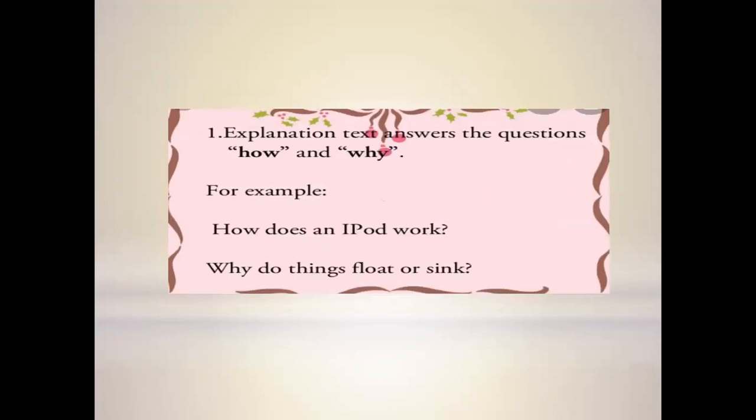So, an explanation text answers the questions of how and why. They are written to explain how something happens and why it happened. وكيف حدث ولماذا. How does an iPad work, for example? Why do things float or sink? It tells about facts, the cause and effect, how and why things happen.